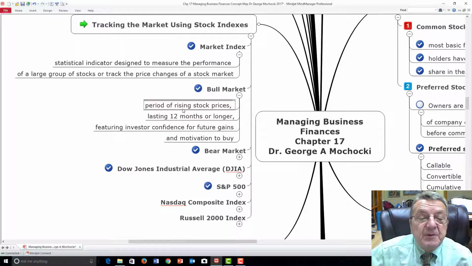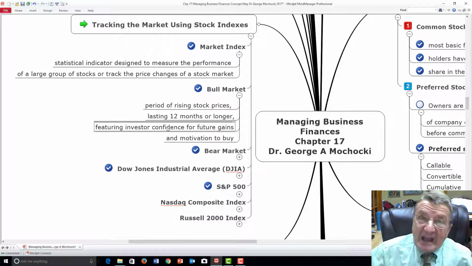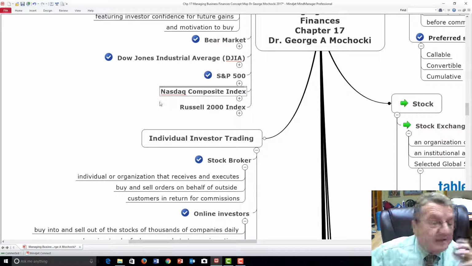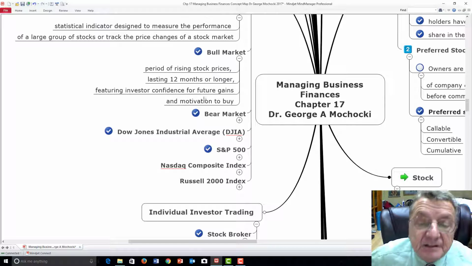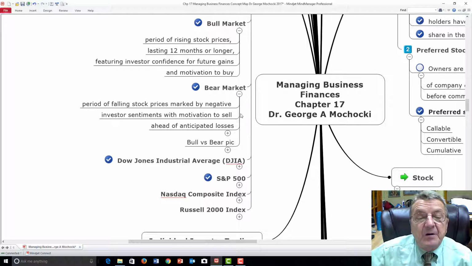Bull market: a period of rising prices of stocks lasting 12 months or longer, featuring investors' confidence for future gains and motivation to buy. That means a lot of activity. Bull market, people have faith in the stock. Now, what's the difference between a bear market?